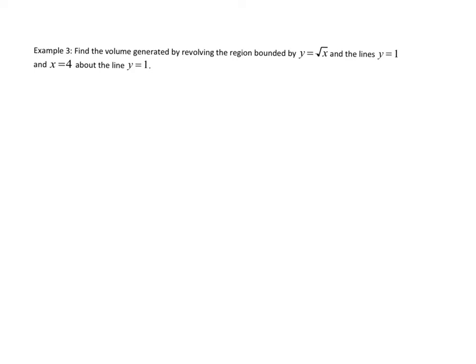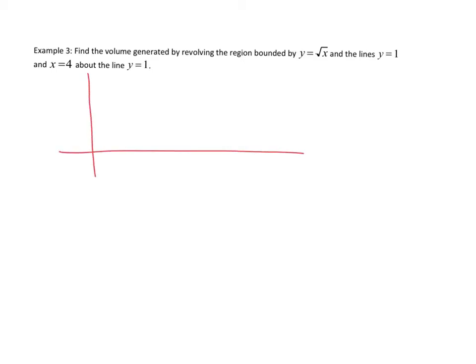So if you print out the notes, you'll notice I skipped over example 2. We'll do that one together in class. So right now we're going to find the volume generated by rotating this region bounded by square root of x, y equals 1, x equals 4. And we're going to rotate it around the line y equals 1. So first thing we're going to do is draw a picture.